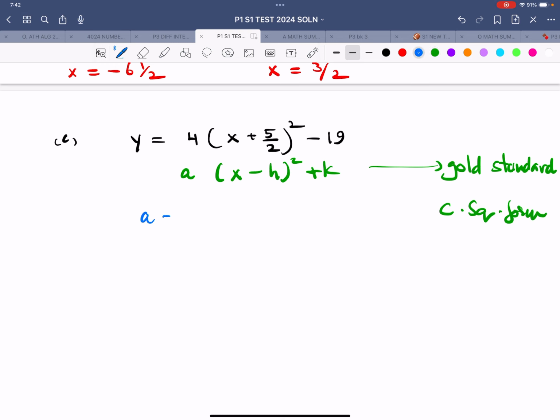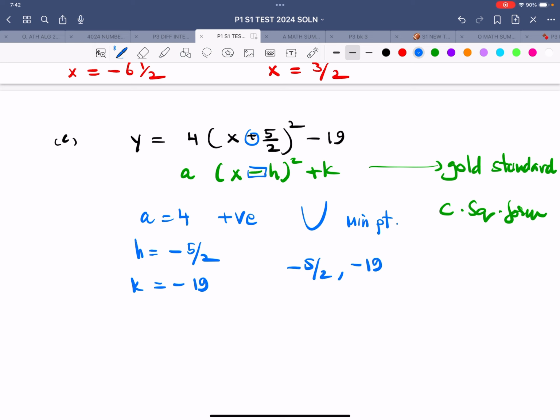So the value of a is 4. If it's positive, that is the shape. That is a happy face graph. It has a minimum point. What else is there? Negative h is positive 5 over 2. So h is negative 5 over 2. And therefore k is negative 19. So therefore negative 5 over 2, negative 19, that is the coordinate of the minimum point, which is a turning point, which could be a max or a min. It's also known as vertex. It's also known as stationary point.